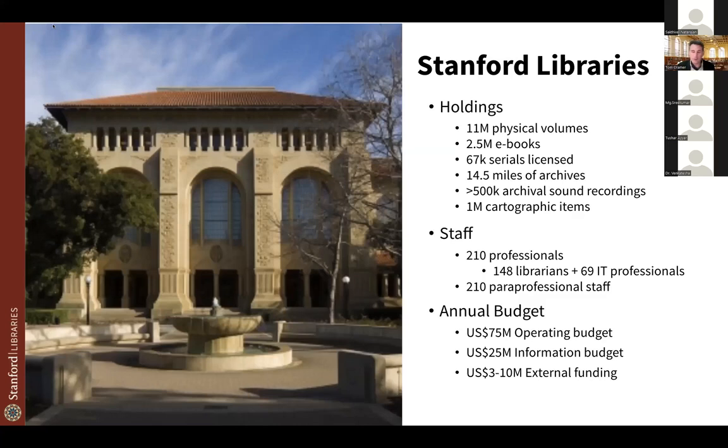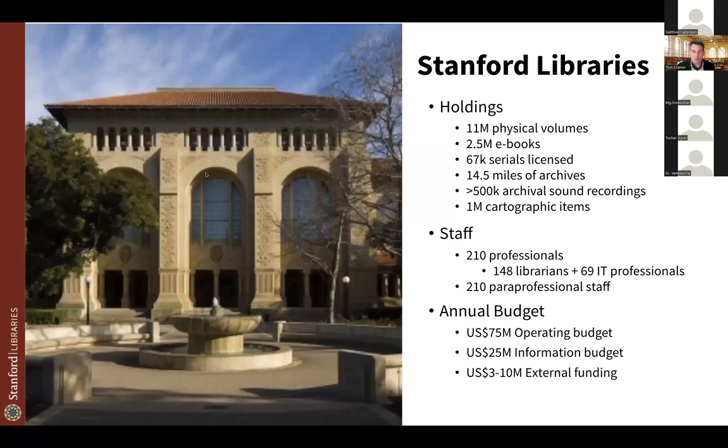Within the libraries, we hold about 11 million physical volumes and 2.5 million ebooks, tens of thousands of serials, and we have nearly 15 miles of archival materials if you measure by the length of the shelf. We look at collecting archives, and manuscripts, unpublished materials are just as important as collecting the published artifacts. We also have multimedia objects with hundreds of thousands of sound recordings and more than 1 million maps and cartographic resources. From a perspective of staff, we have about 400 staff overall.